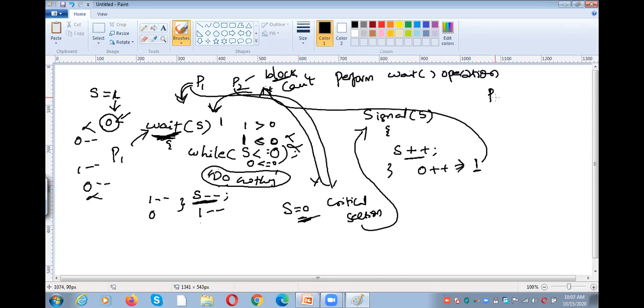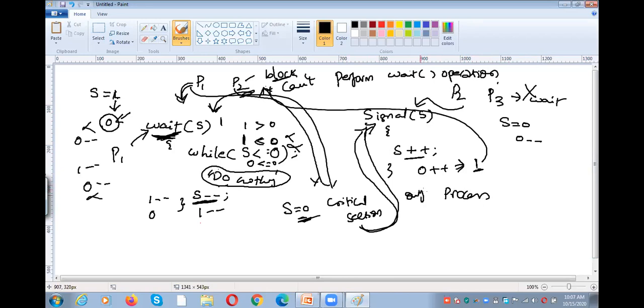At that time, another process P3 might come. So what does P3 have to do to enter into the critical section? Again, P3 needs to perform the wait operation. But it cannot perform the wait operation. Why? Because the S value is 0, so we cannot decrement the S value by 1. So P3 has to wait until P2 performs the signal operation. After using the critical section, P2 will perform the signal operation and increment the value to 1 again. Likewise, only one process is allowed to enter into the critical section.